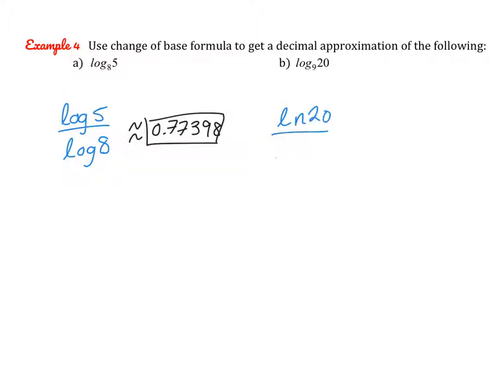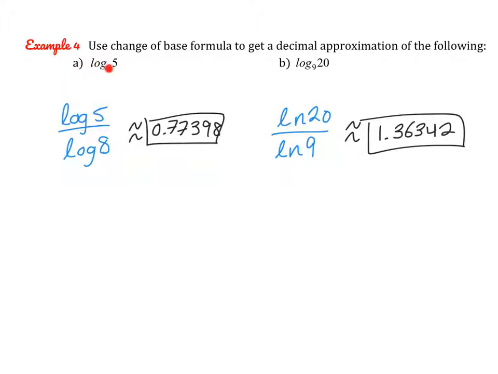And then one more example, this we could always rewrite as, well, let's try natural log. Natural log of 20 over the natural log of 9. Pretty much all scientific calculators can also do natural log, so that's a useful one to be able to rewrite. And so that gives us 1.36342. So again, our main application of the change of base formula will be to plug it into a scientific calculator. Unless your calculator can do something like this, then you can plug this in and get the same exact answer.